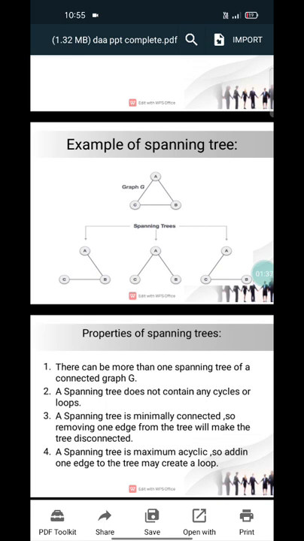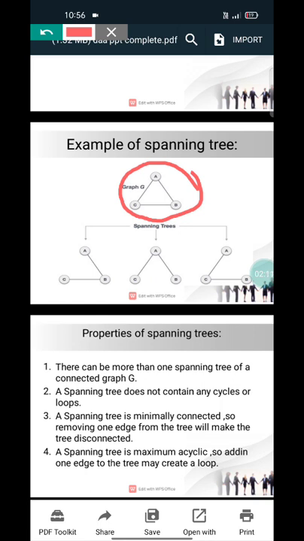Here, an example of a spanning tree. Here we have an undirected connected graph. Undirected in the sense there is no specific mention of the direction, whether the edge goes from C to A or A to C or B to C, like that. There is no specific direction, so it is undirected, but those three are connected to each other, so this graph is called a connected undirected graph.